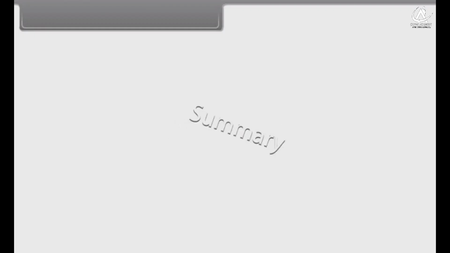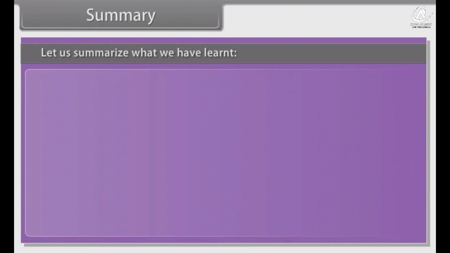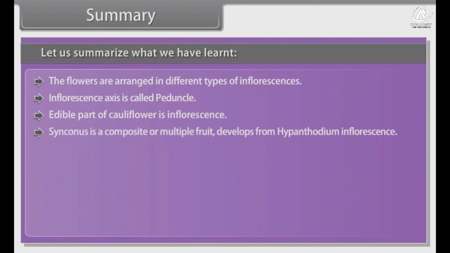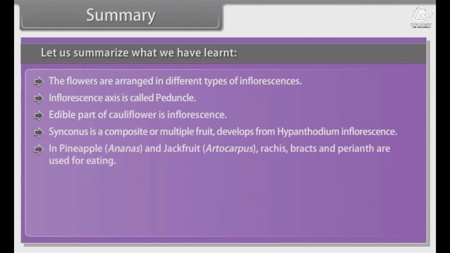Summary. Let us summarize what we have learnt. The flowers are arranged in different types of inflorescences. Inflorescence axis is called peduncle. Edible part of cauliflower is inflorescence. Syconus is a composite or multiple fruit that develops from Hypanthodium inflorescence. In pineapple, ananas, and jackfruit, artocarpus, rachis, bracts, and perianth are used for eating.